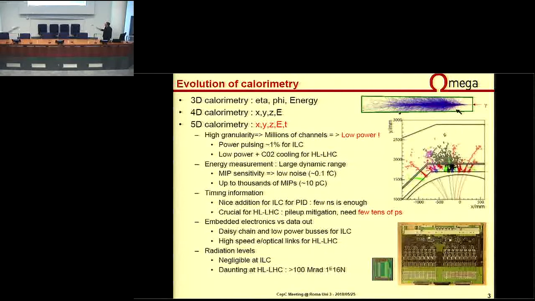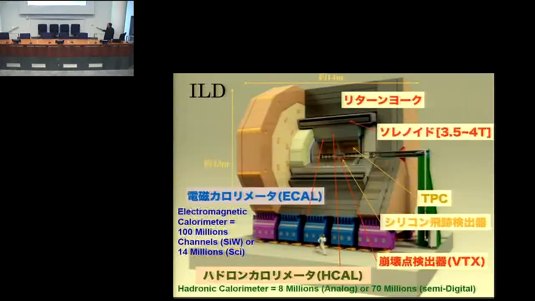In both cases, as you have a lot of channels, we need to have the electronics embedded inside the detector, and the main challenge is to send the data out. There are different schemes. We have a daisy chain and low power buses for the ILC detector, whereas we need high speed links for the high luminosity calorimeters. Same difference concerning the radiation level, as pointed out by Dave. The radiation level is clearly daunting at the high luminosity LHC, whereas we don't really care at the ILC.